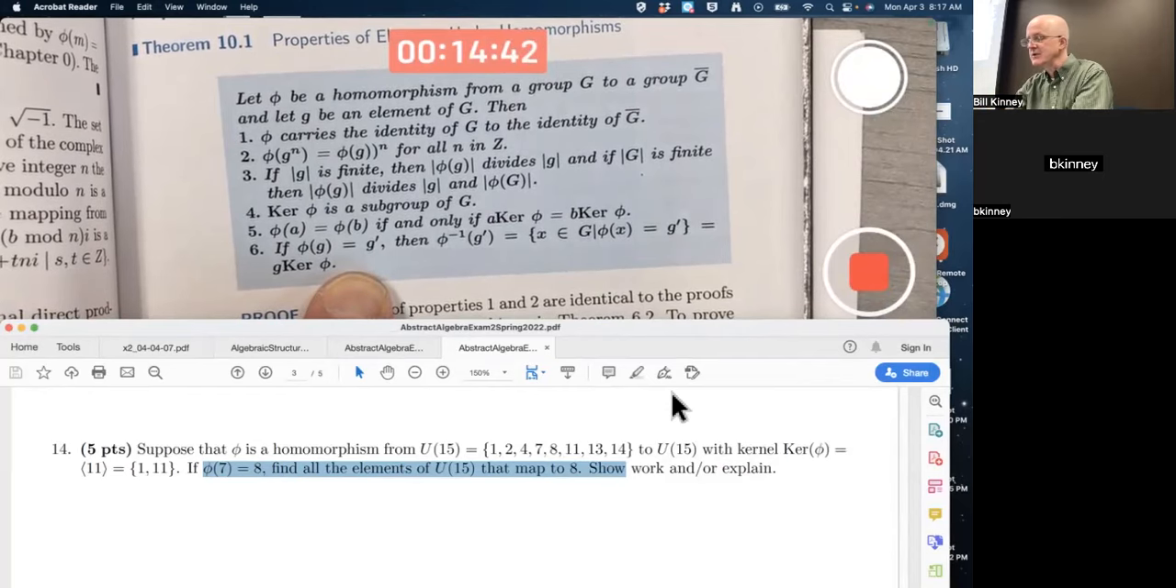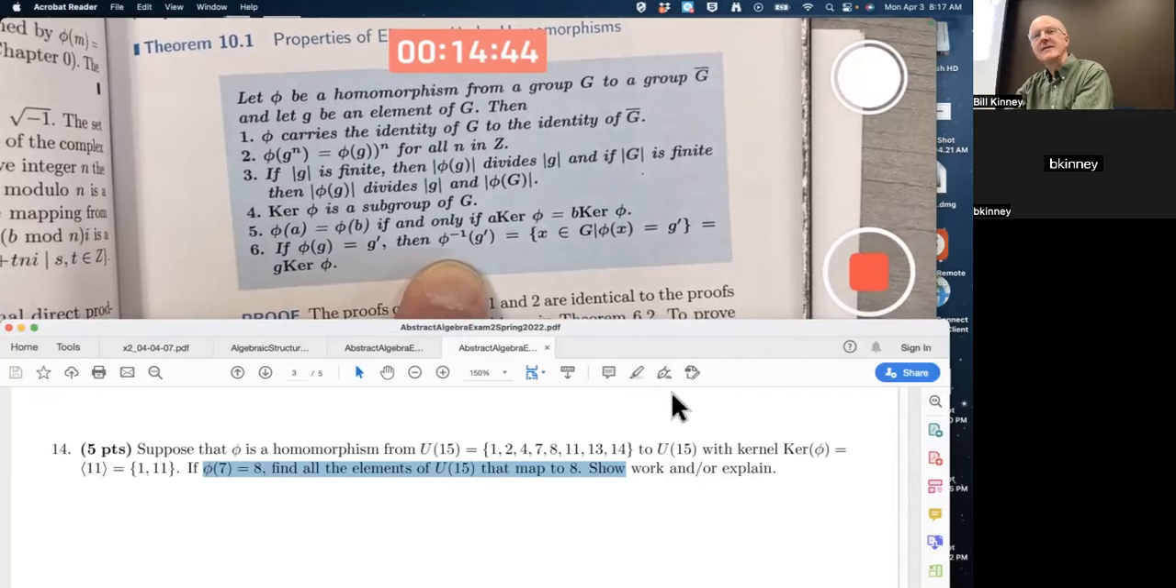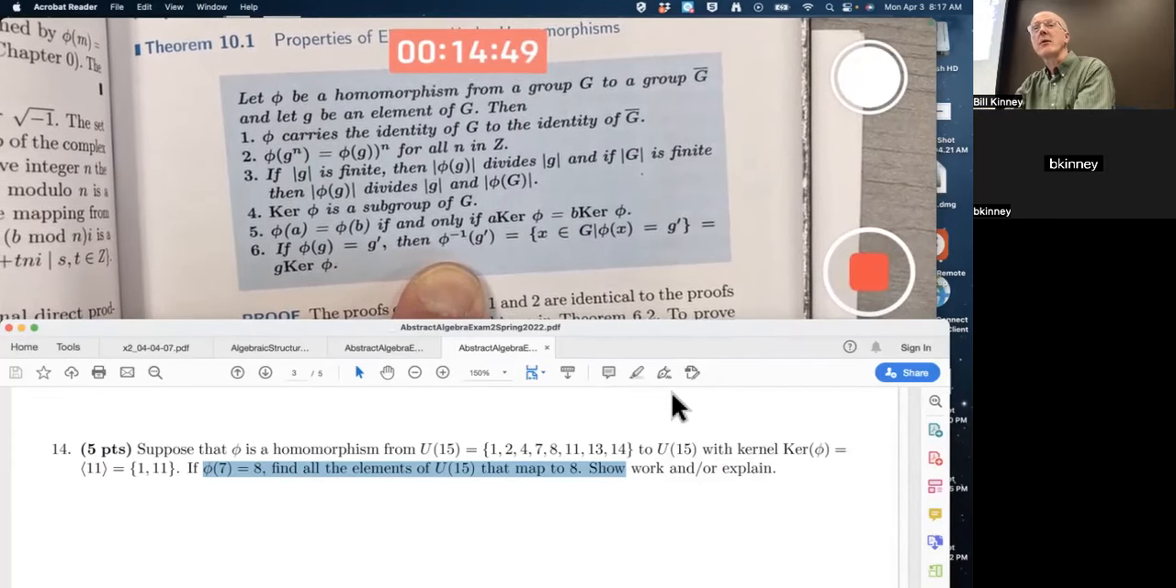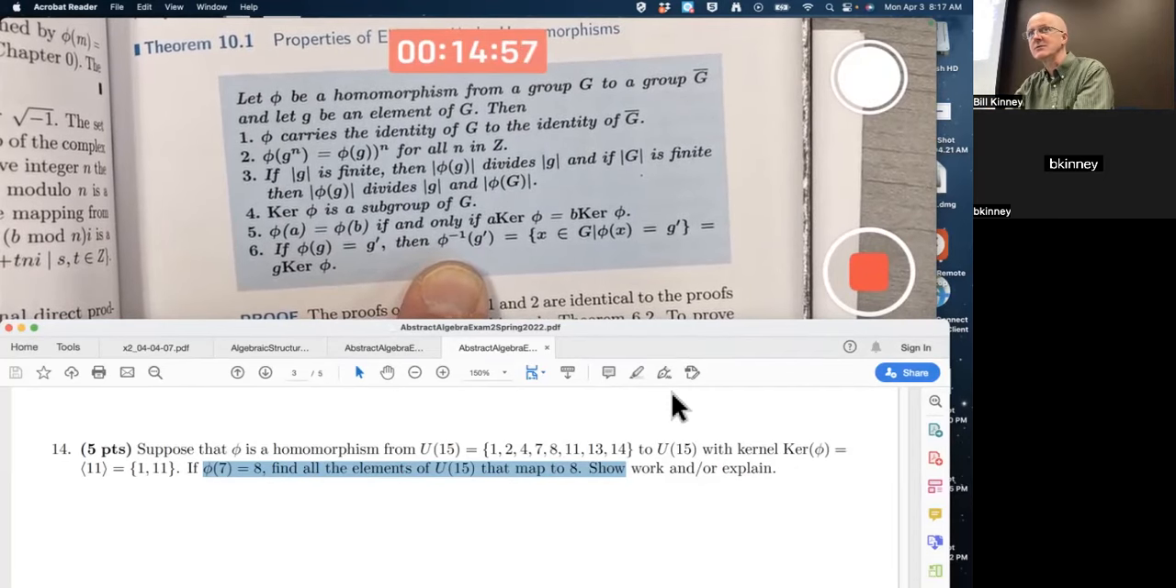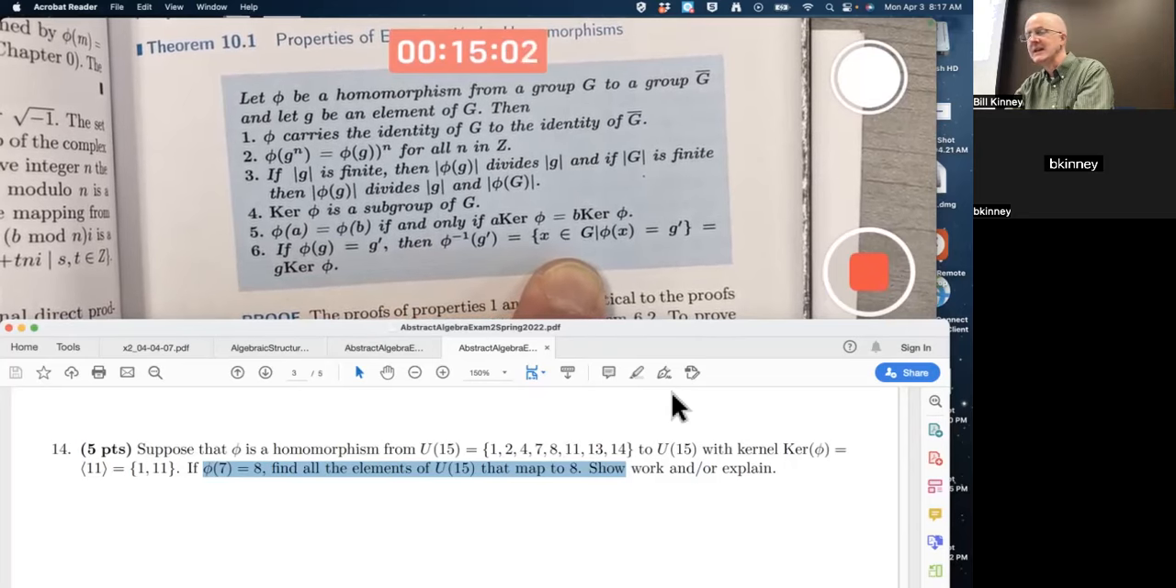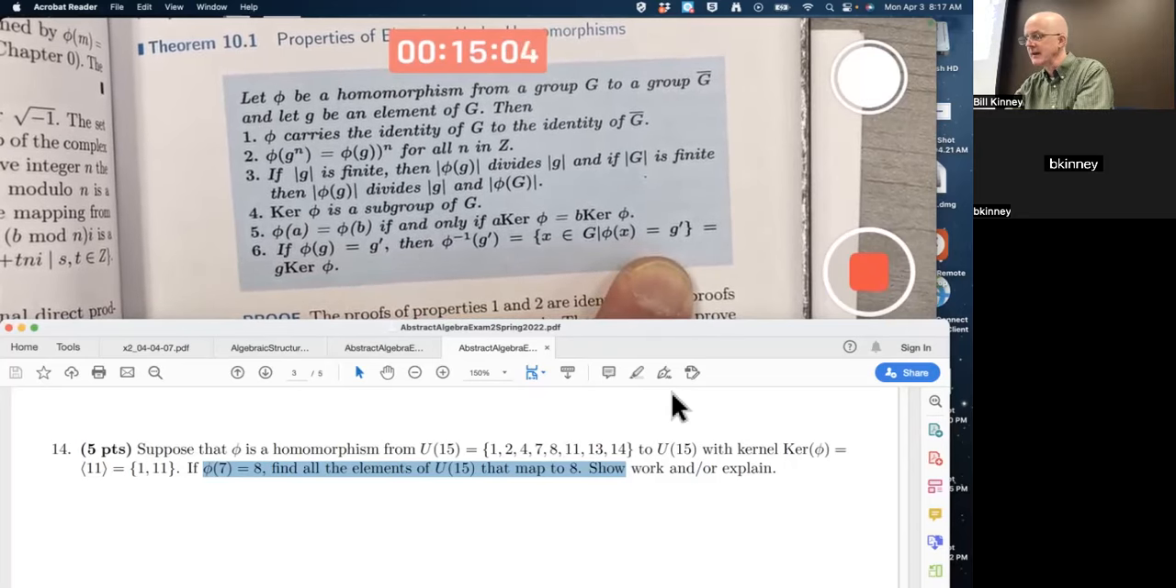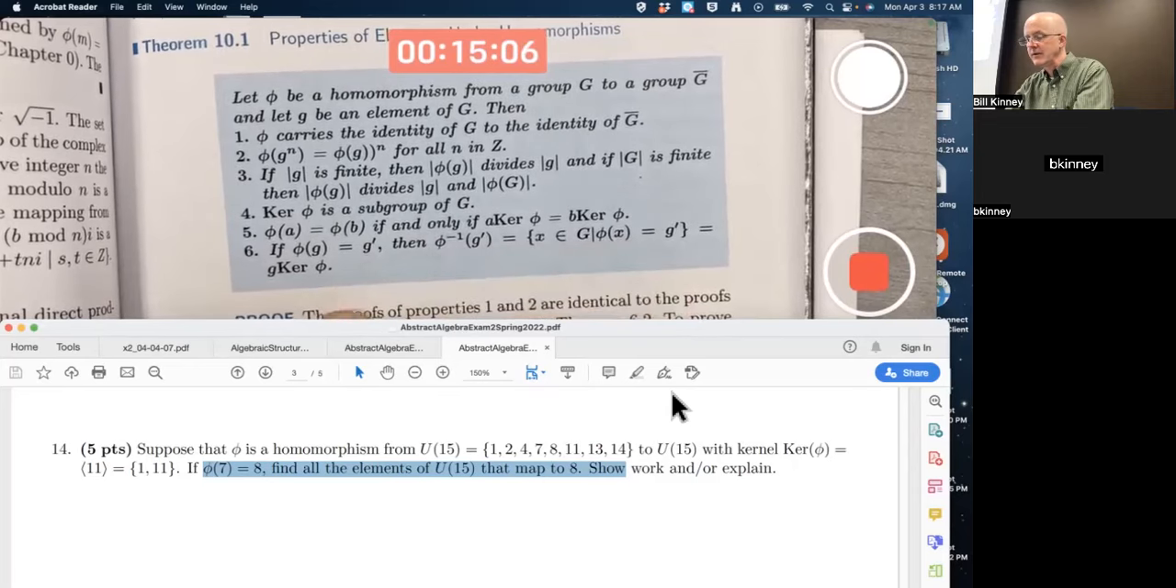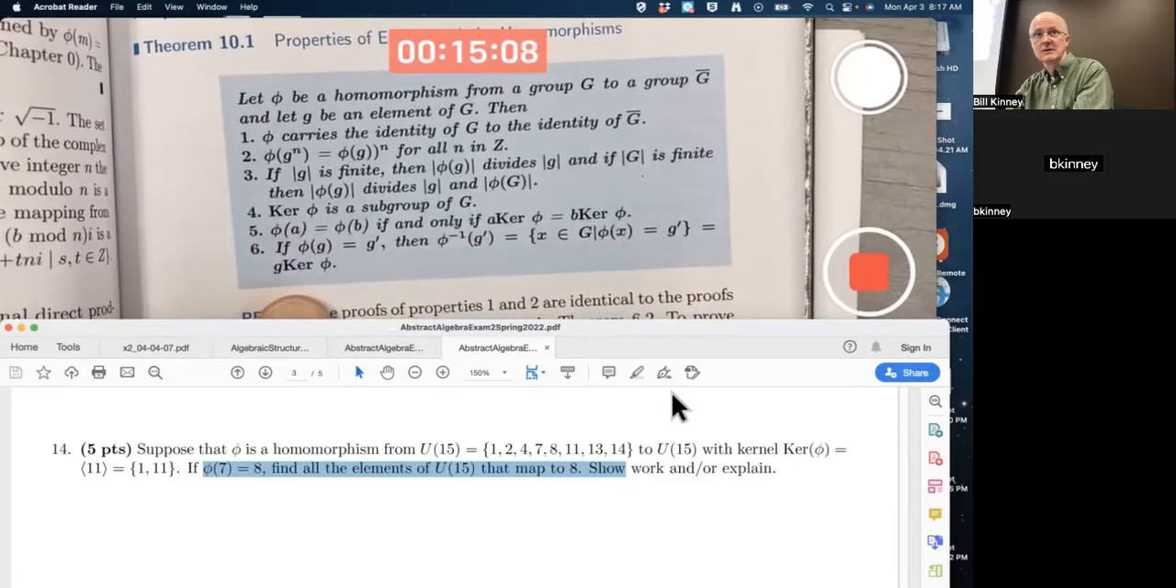If phi of g equals g prime, then this is called the preimage of g prime. Remember, homomorphisms don't have to be one-to-one, so the inverse function of phi need not exist. But this notation is still used. It's called the preimage. We've talked about that before. It's everything in G that gets mapped to g prime. And this theorem says it equals this coset of the kernel.